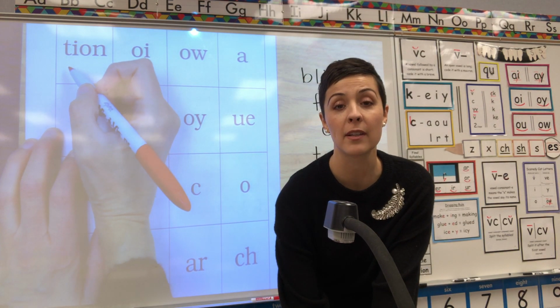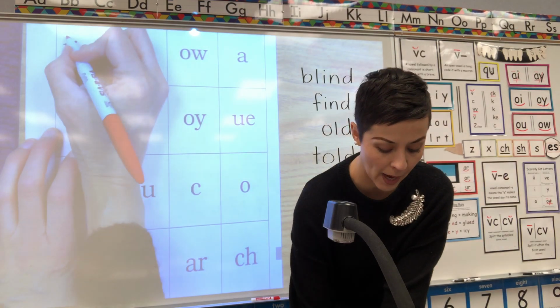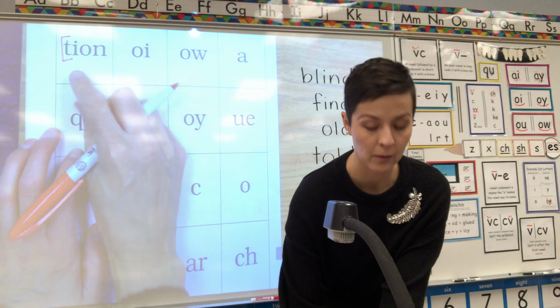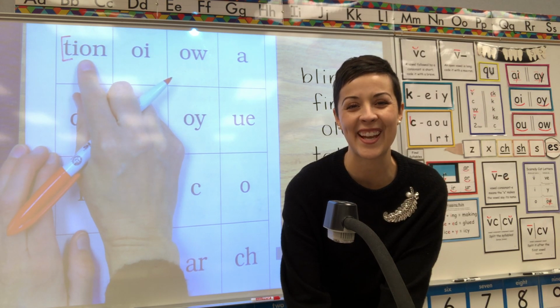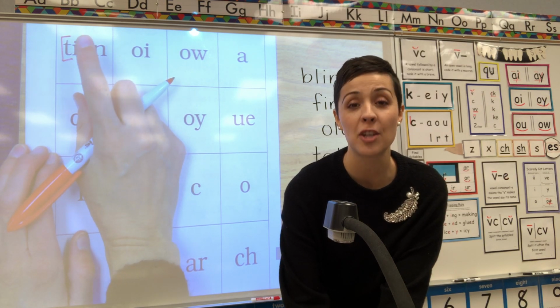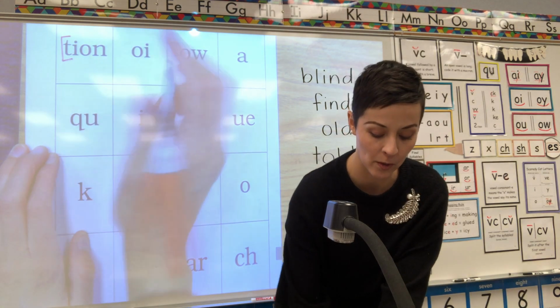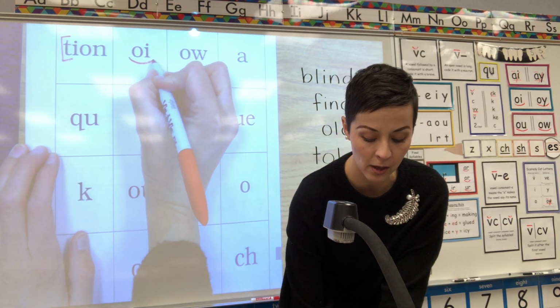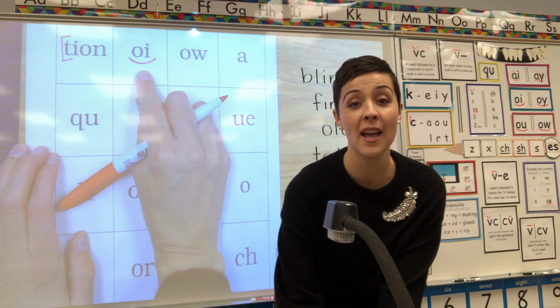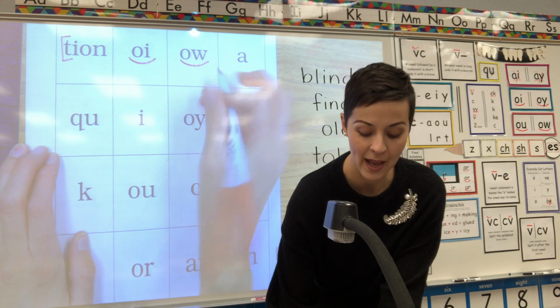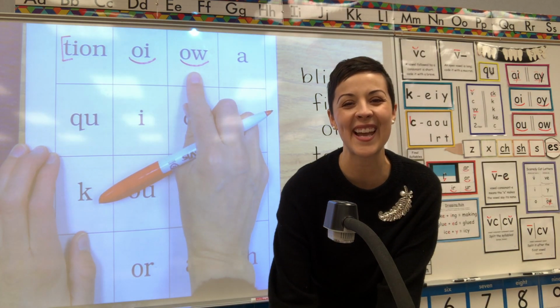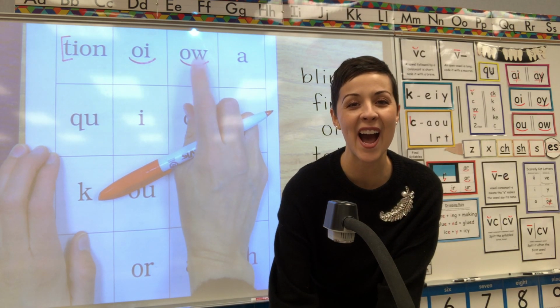First one, final syllable, T-I-O-N, bracket. 3 times says, shun, shun, shun. Can we try that again? 3 times says, shun, shun, shun. Go next door, arc diphthong, O-I. 3 times says, oi, oi, oi. Arc diphthong, O-W says, ow. 3 times says, ow, ow, ow.